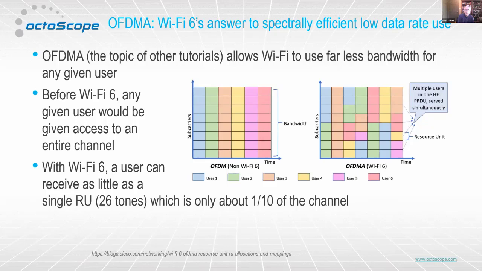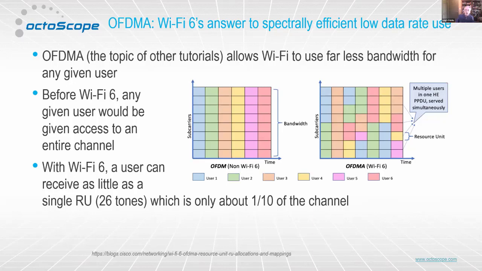And what you can see is that at any given time, the entire channel would be allocated to a single user. So you can see first user 1, then user 2, user 3, etc. What that meant is that the minimum amount of spectrum that a user could possibly get in Wi-Fi was one channel. So let's say one 20 megahertz channel.